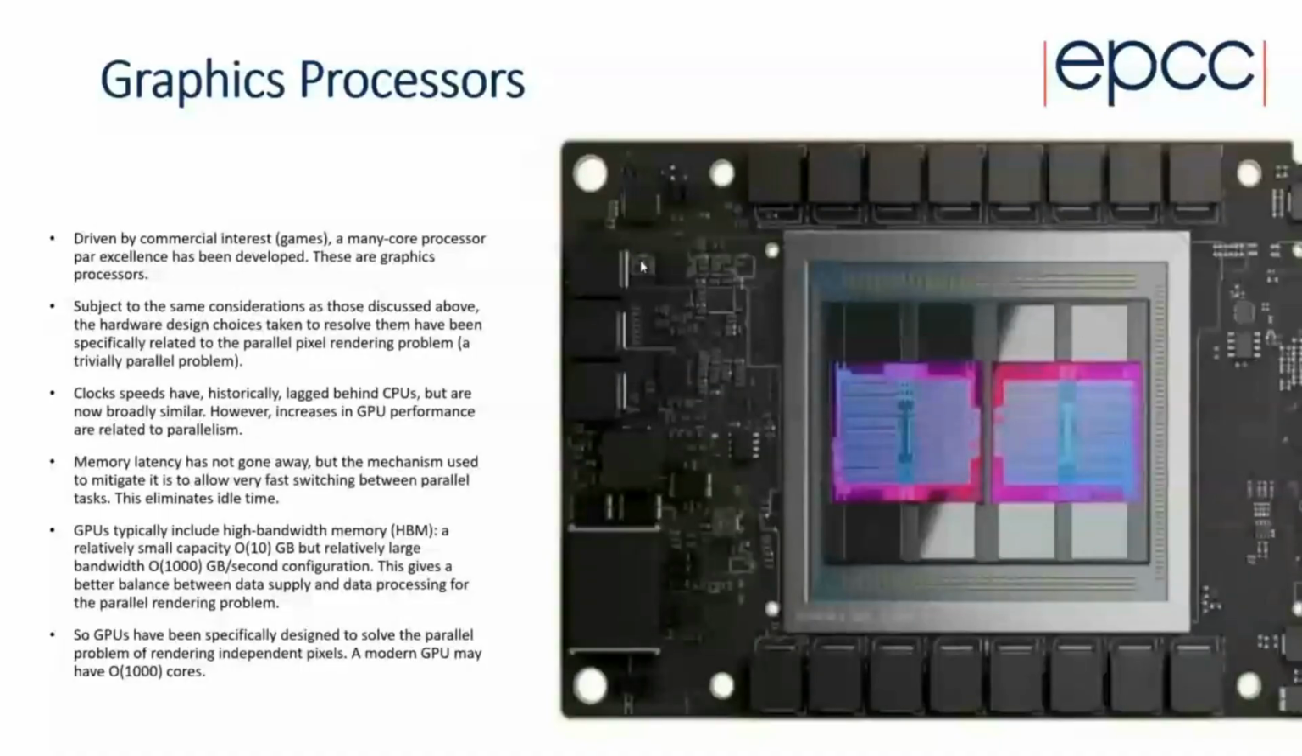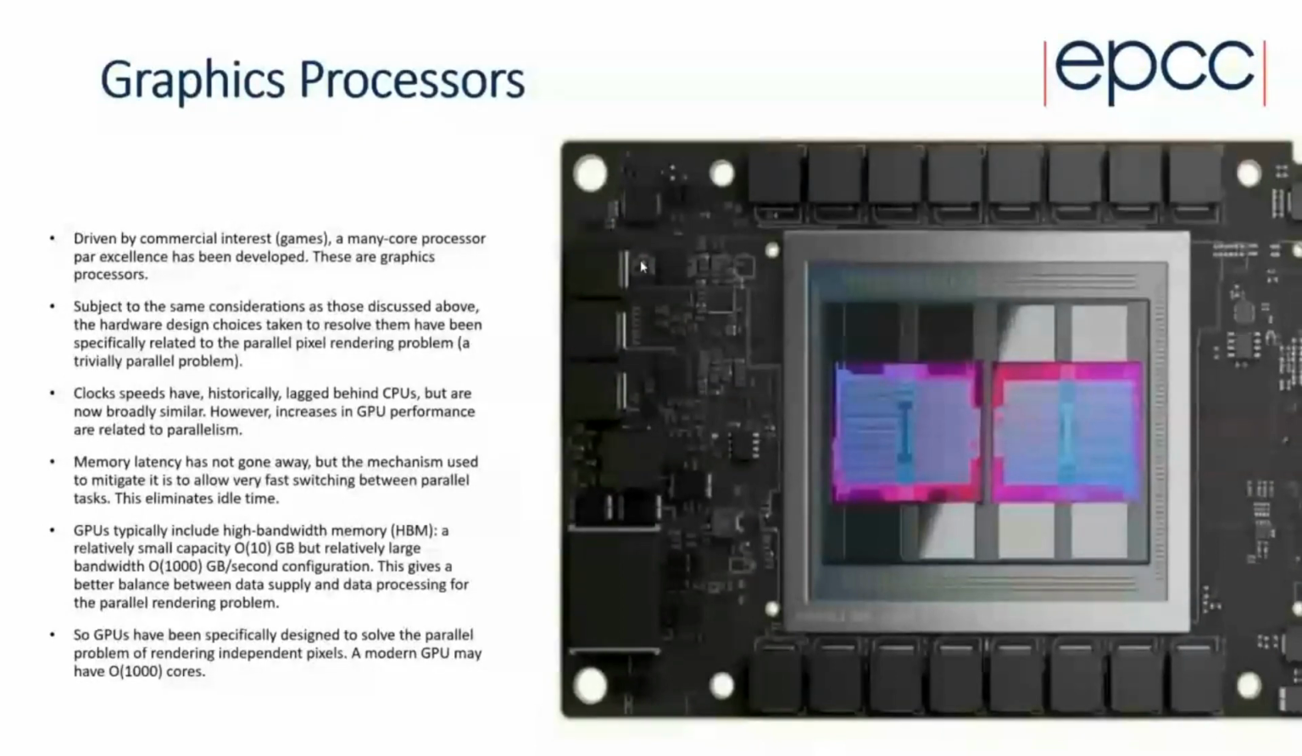Your memory latency has not gone away, but the mechanism used to mitigate it allows very fast switching between parallel tasks. This sort of eliminates the idle time. We'll discuss this a lot, and this is really one of the key takeaways: you must provide your GPU with a lot of work so it can do this switching automatically for you. You don't need to manage it, but you need to tell it you have independent work available, and it should go and do it. Then if something gets stalled, it will quickly swap other work in to keep moving forward. That way you keep very high performance sustained on your GPU.